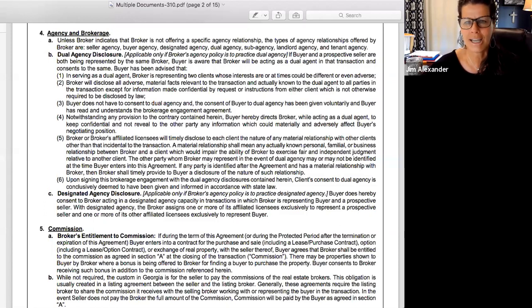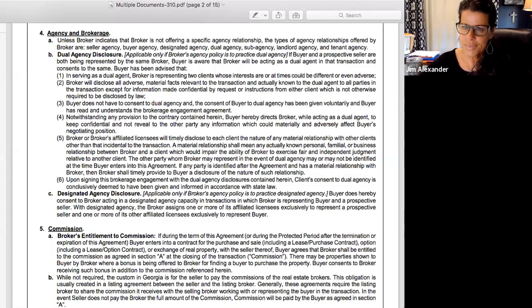And if that's the case, like I said earlier, contact Michelle, myself, or one of your coaches, and we'll walk you through how to handle that. Do know that both parties have to agree to be in a dual agency relationship before you can move forward with that. And there's a separate form that needs to be signed in order for that to take place.